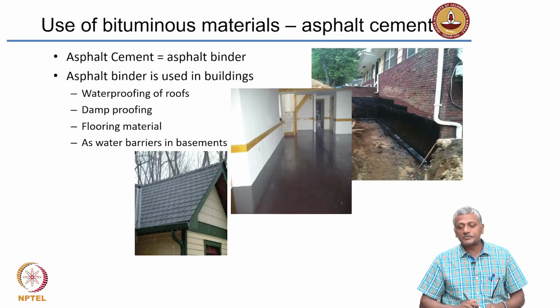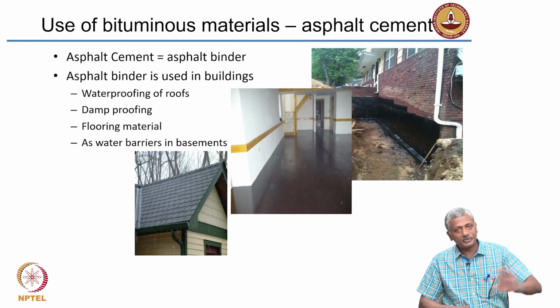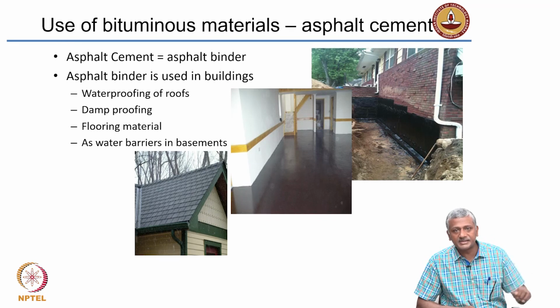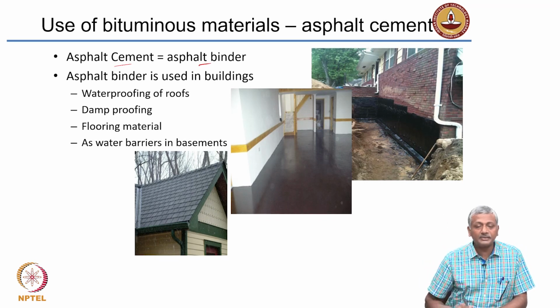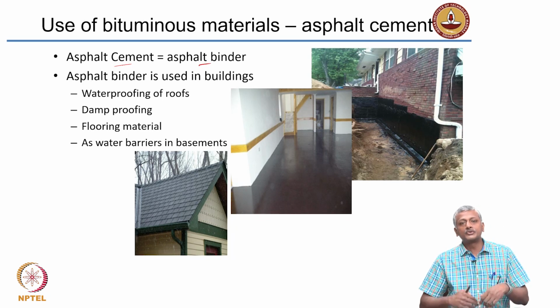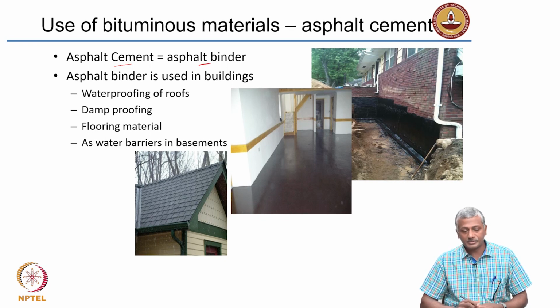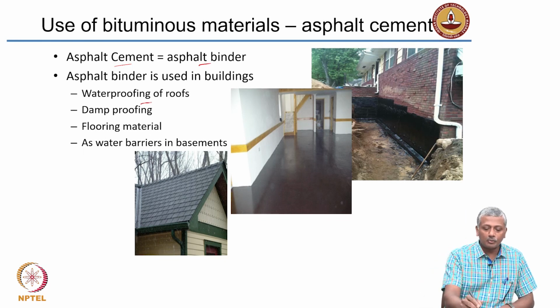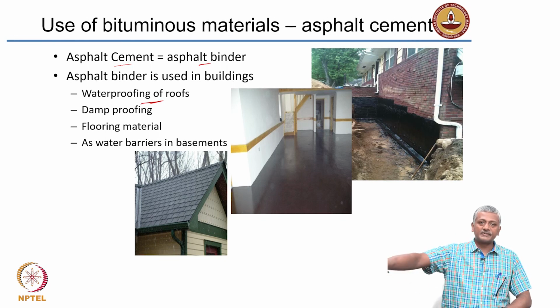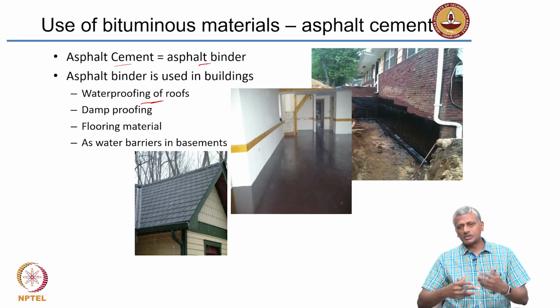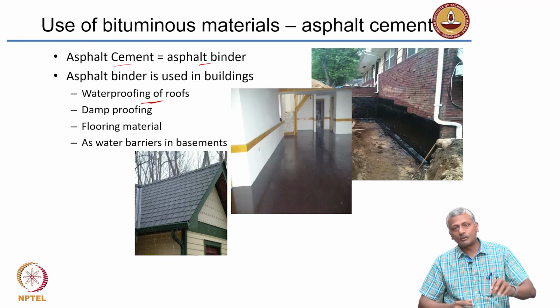Okay, so where are these bituminous materials used? Apart from, of course, roadway pavements, which we will talk about extensively, where else do we use them? Asphalt cement is nothing but asphalt binder, and this is used significantly in buildings mainly for waterproofing purposes. Okay, where are we using it? Waterproofing of roofs. We put it as a surface layer on top of the roofs, usually mixed with other ingredients. We are not covering waterproofing materials here, but essentially it is used there.